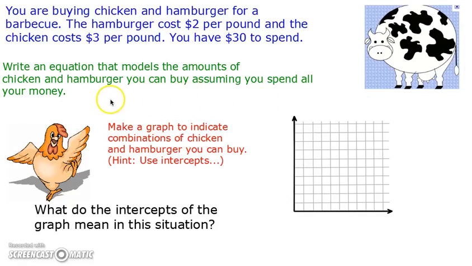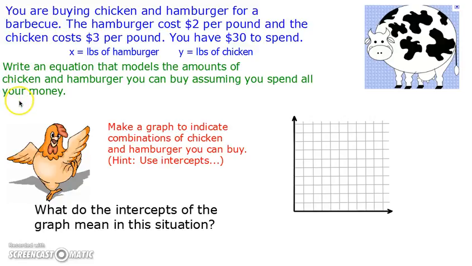Finally, again, standard form is really helpful in many word problems, many daily things that we do. So let's just say you're buying chicken and hamburger for a barbecue. The hamburger costs $2 a pound and the chicken costs $3 a pound. You have only about $30 to spend. First thing we want to realize is we're going to use X to represent our pounds of hamburger and Y our pounds of chicken so that we have our variables.